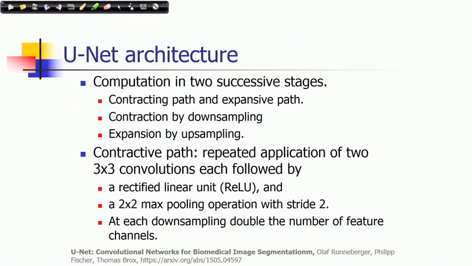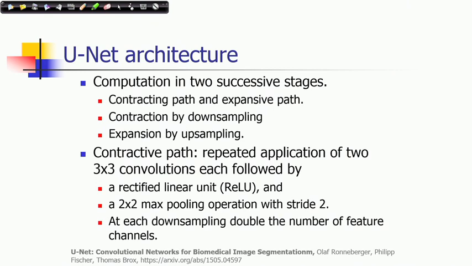Like the previous architecture of semantic segmentation, there is a path for downsampling and upsampling. Here also you have the path for downsampling and upsampling. We call it a contracting path and an expansive path. In the contractive path we have repeated application of two 3x3 convolutions, each followed by a rectified linear unit, and then a 2x2 max pooling operation with stride 2. At each downsampling we also double the number of feature channels. That is how this architecture is specified.